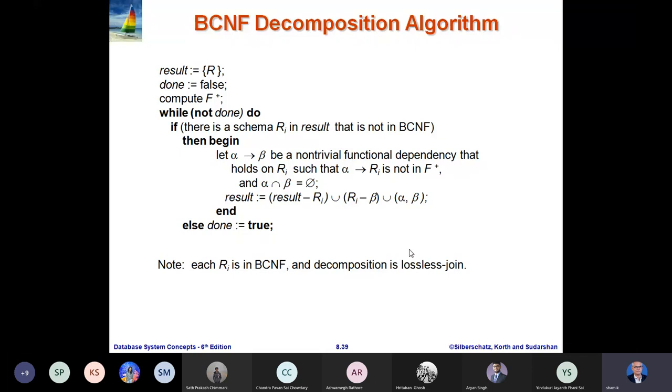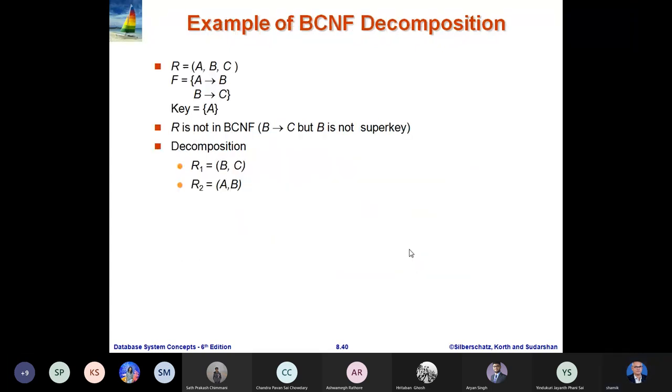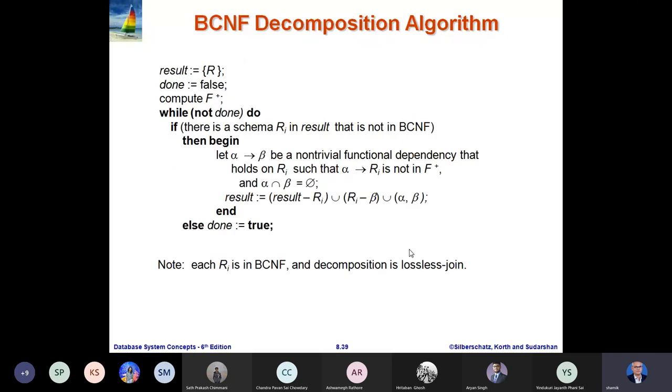I gave a similar example yesterday about decomposing R into R1 and R2, if you remember. One of them is in BCNF, so I decompose the other one into two, and then if required, we decompose the one which is not in BCNF once again. So here is a nice example: R with A, B, C, with A to B and B to C. The key is A, so R is not in BCNF, because B to C holds but B is not a super key. We decompose it into BC and AB. We have seen that already before, but now it is exactly following this algorithm.